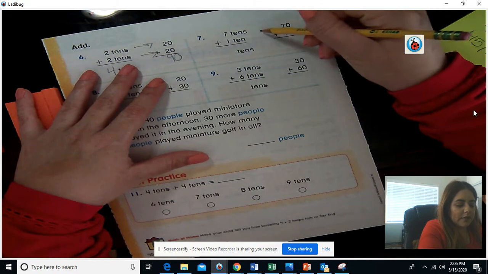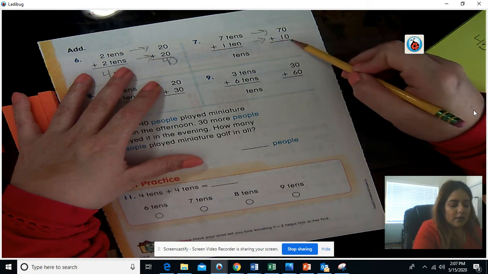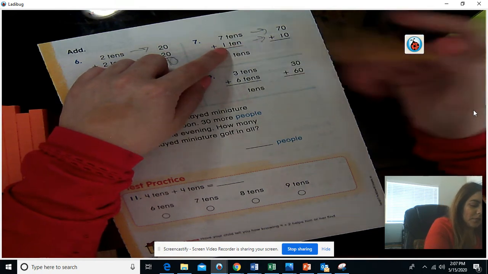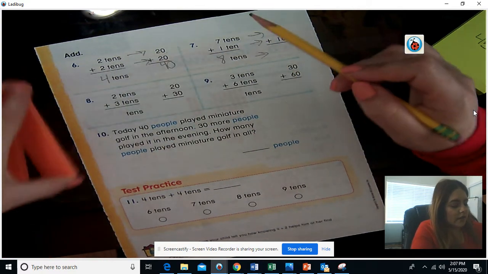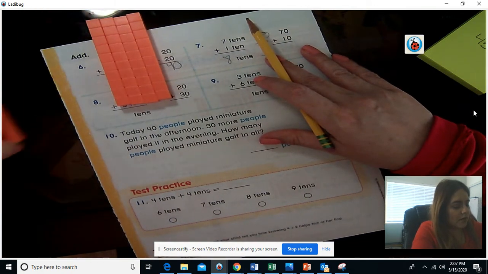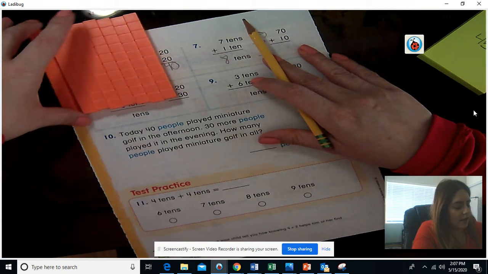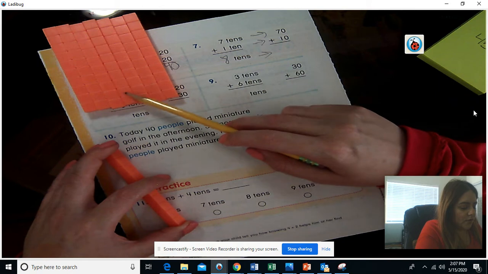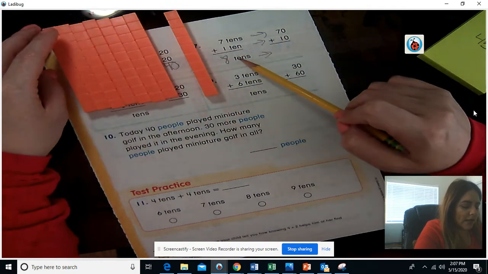Over here we have 7 tens, which is equal to 70, and 1 ten is 10. How many tens do we have altogether? 7 plus 1 is 8. 8 tens. So 7 tens: 1, 2, 3, 4, 5, 6, 7. Plus 1 ten. That equals 8 tens.